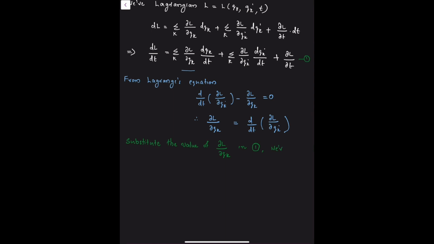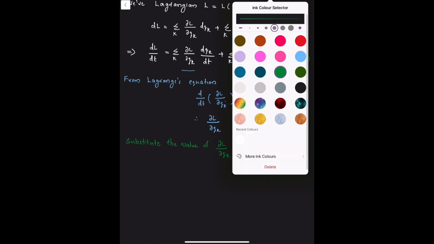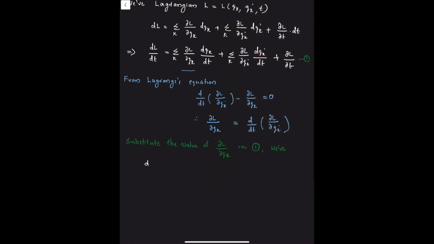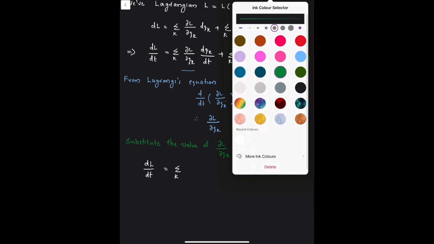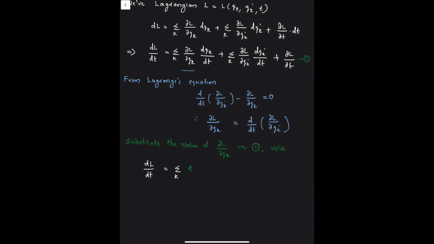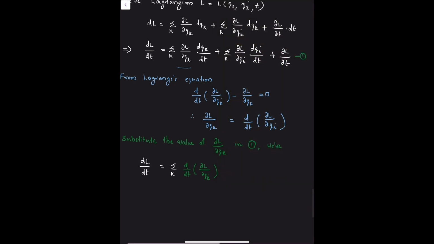If we substitute the value of dou L by dou qk in equation number 1, we will get dL by dt equal to sum over k. Now substitute the value of dou L by dou qk, that is d by dt of dou L by dou qk dot, then dqk by dt, plus sum over k dou L by dou qk dot dqk dot by dt, plus dou L by dou t.